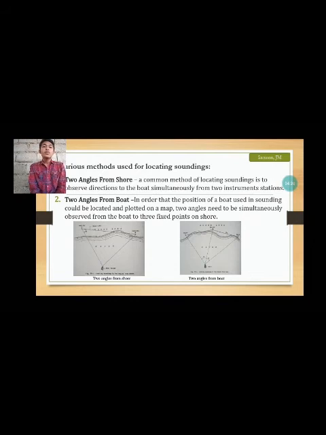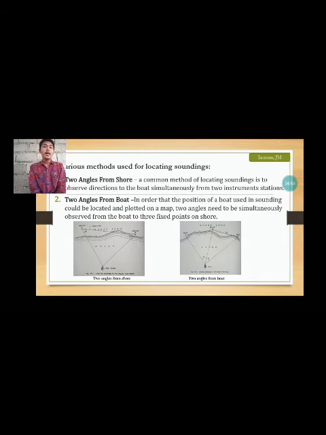Okay, so number 2. Two angles from boat. In order that the position of a boat used in sounding could be located and plotted on the map, two angles need to be simultaneously observed from the boat to the three fixed points on the shore. So here's the illustration for the two angles from boat.